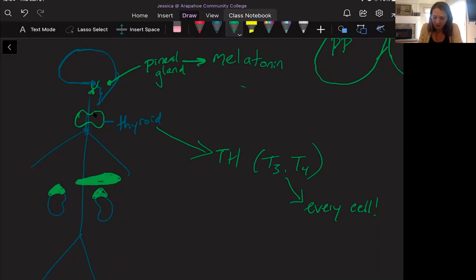Coming down here, this is going to be the pancreas. The pancreas is one of those that is a secondary endocrine gland, meaning that its primary function is actually a digestive one, but it also does secrete these hormones.